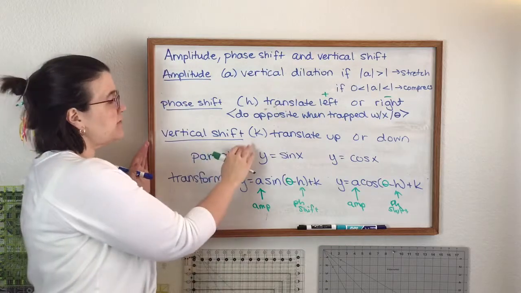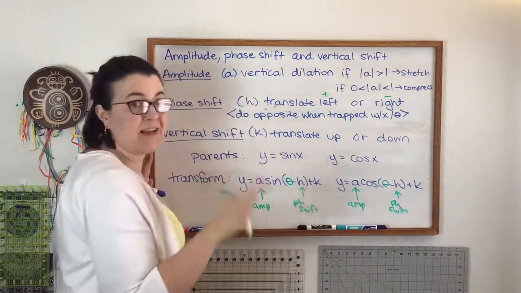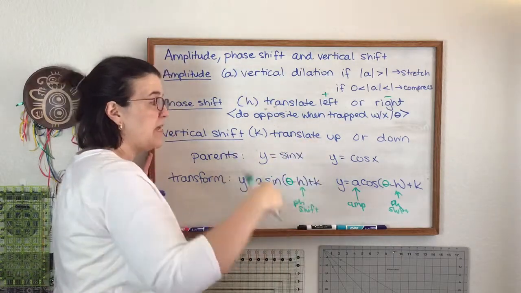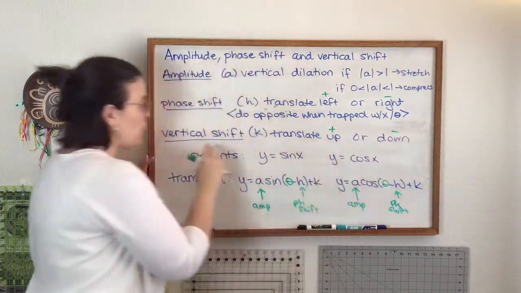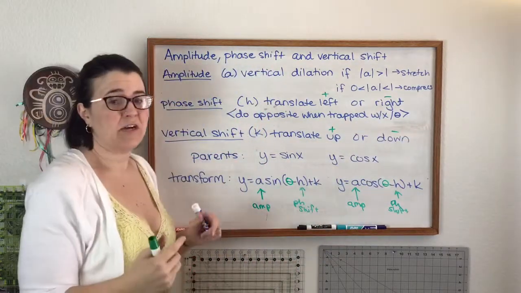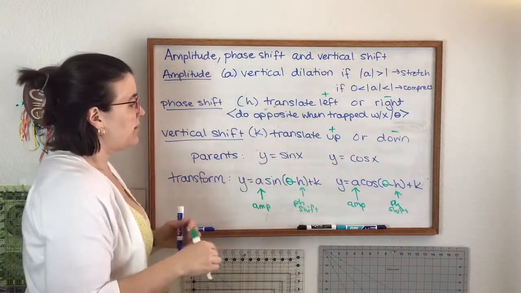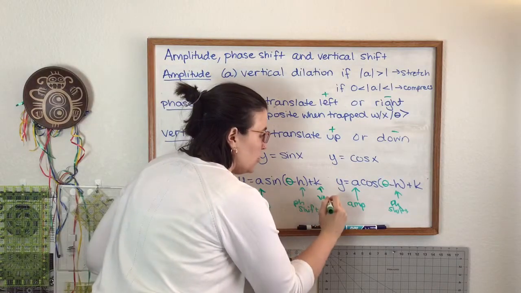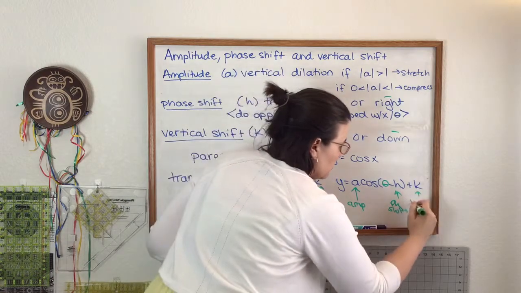All right, vertical shift. Vertical shift is the K. It's on the end of the equation. It is not trapped with the x, so it does exactly what a vertical translation normally does: it sends you up if it's positive, down if it's negative. We call it a vertical shift because in sine and cosine we have our own language. I blame trigonometry. But what's cool about it is all of these things follow the same rules that we've already seen for other transformations.